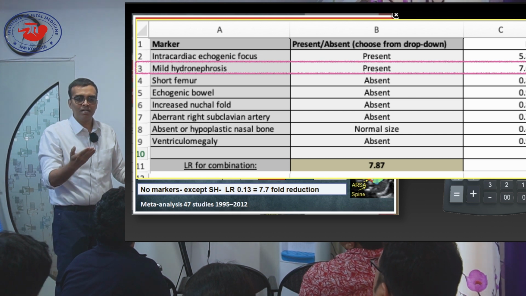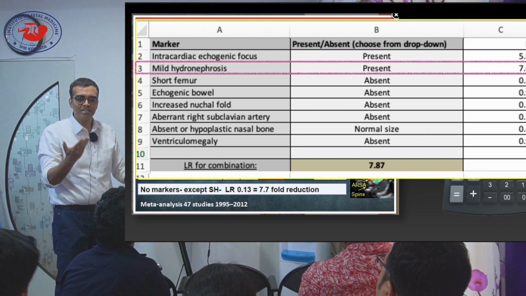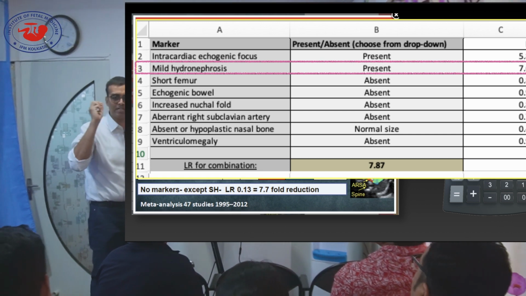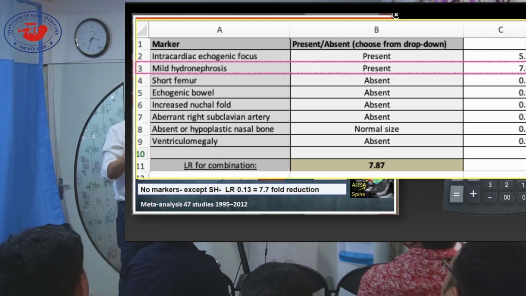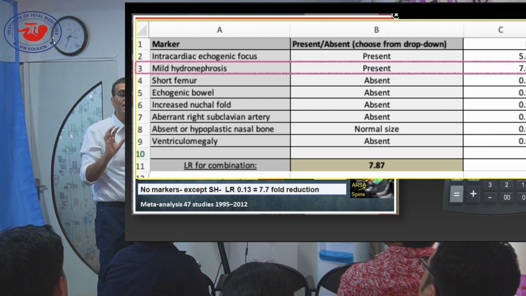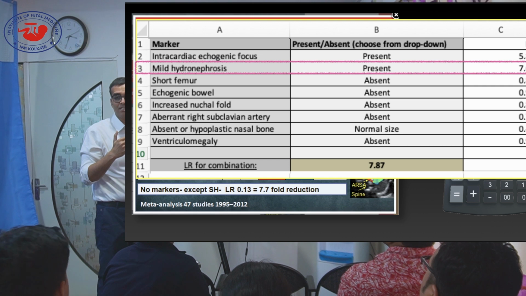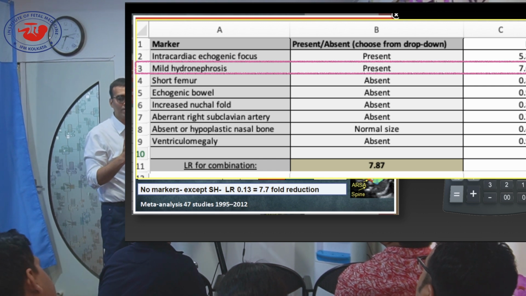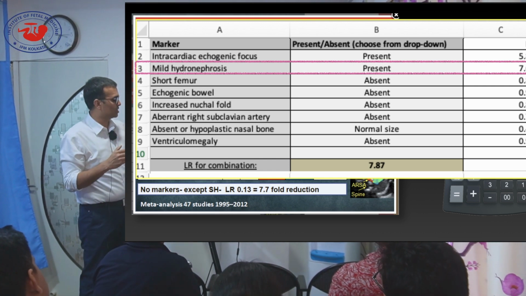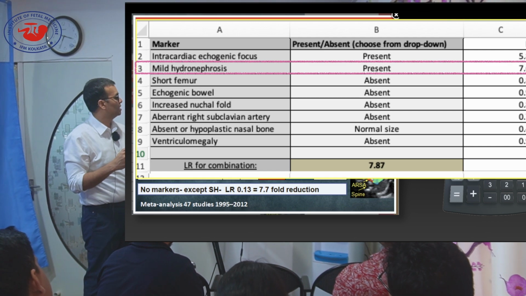but then on more examination I saw there is an aberrant right subclavian artery. So if there's an echogenic intracardiac focus plus aberrant right subclavian artery, then your LR will change. So be very careful with this. Look at all the markers and then you come to your conclusion.